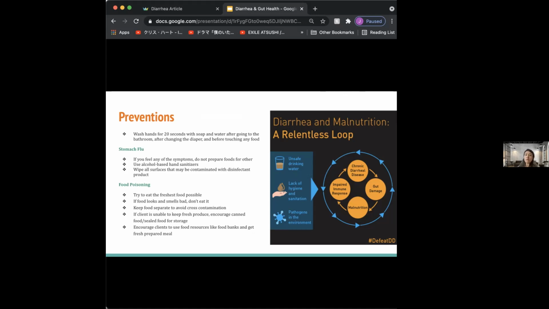And use alcohol-based sanitizer and wipe all the contaminated surfaces, the touch areas that they usually touch, with disinfectant wipes or products like bleach.